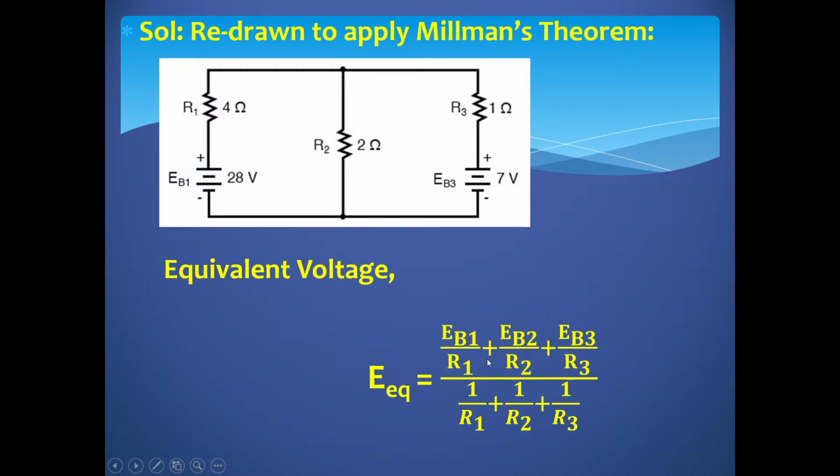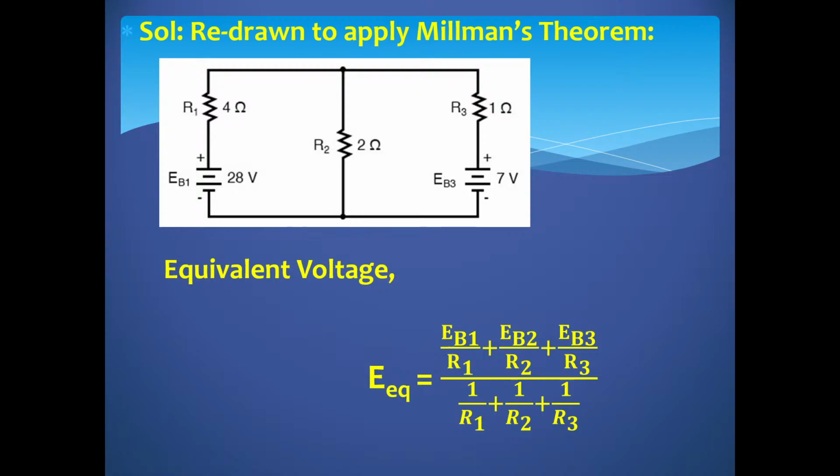So EB1 by R1 plus EB2 by R2 plus EB3 by R3, whole divided by 1 by R1 plus 1 by R2 plus 1 by R3, isn't it? Just now we have seen this formula. Only 3 branches are there, so only 3 terms will be there in the numerator as well as in the denominator. Just note it down.